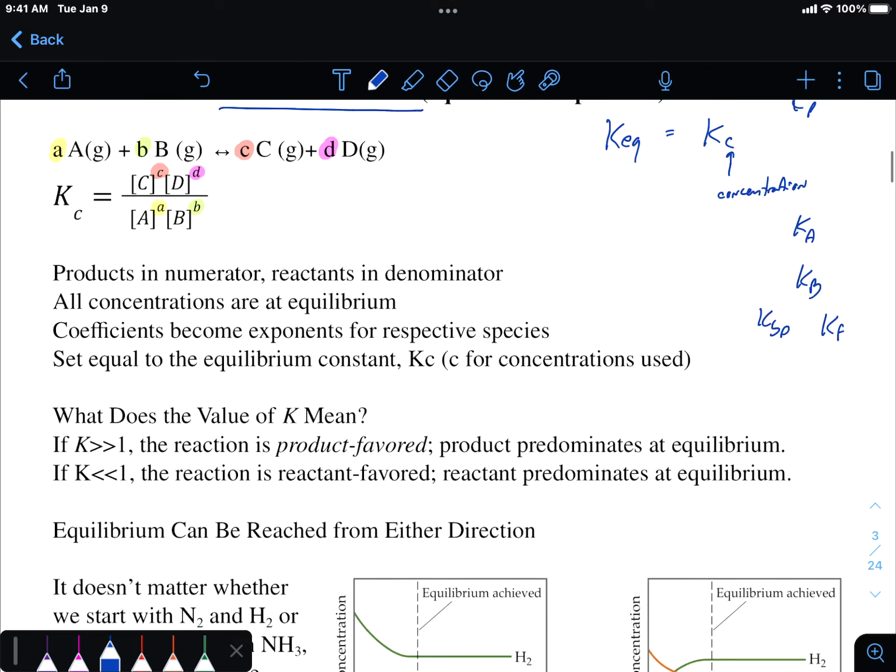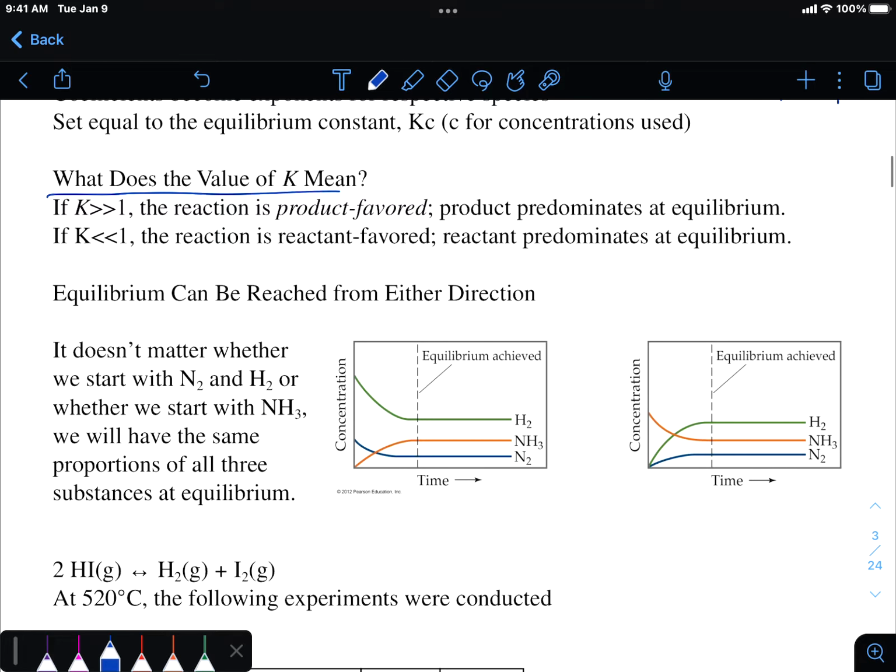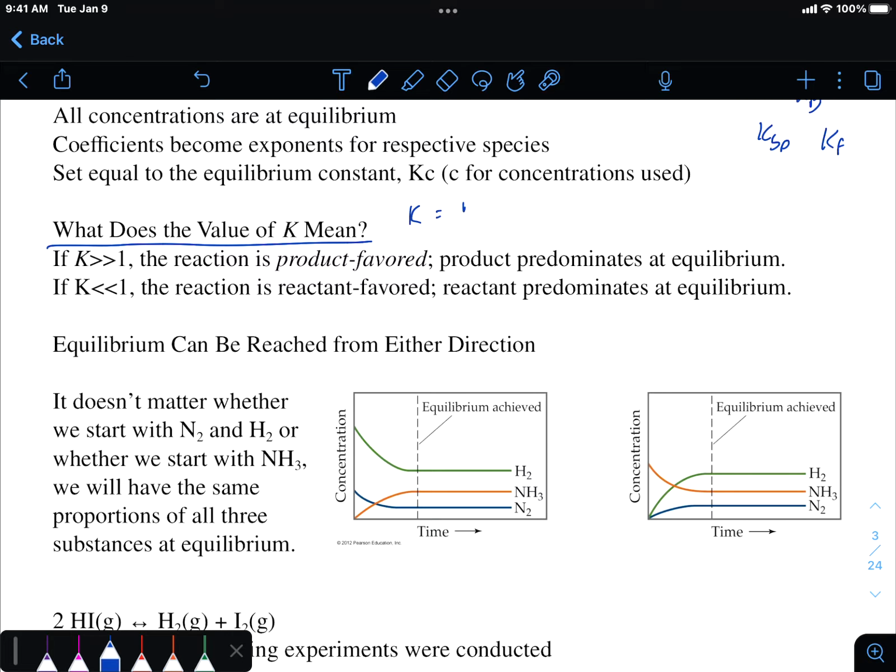But what does this number mean? Well, when the K value is larger than 1, that means this reaction is product favored, which means once a state of equilibrium is achieved, there is more product than reactant. This should make sense, since K generically is products over reactants, so if the value is greater than 1, at equilibrium there's more product. Mathematically, that should make sense. If K is less than 1, the reaction is reactant favored, so reactants predominate.